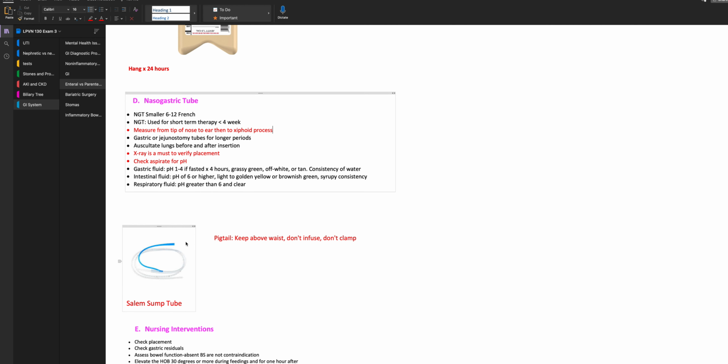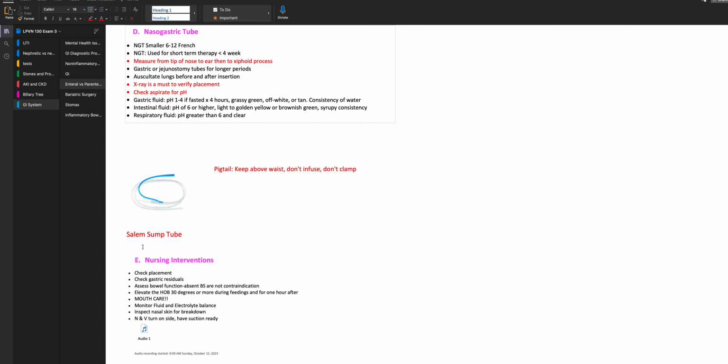Now, this is a Salem sump tube or an NG tube. It's a double lumen here. And the reason you would use this is because it prevents the tube from causing ulcers. That's one way. This is the pigtail. Okay, you keep this above the waist. Don't infuse anything through it, and don't clamp it. And they have little vents you can put on, because what happens is if you were doing nasogastric suctioning, this may fill up.